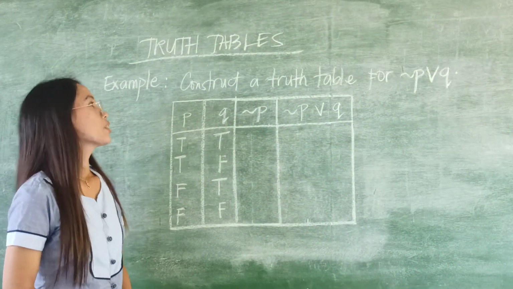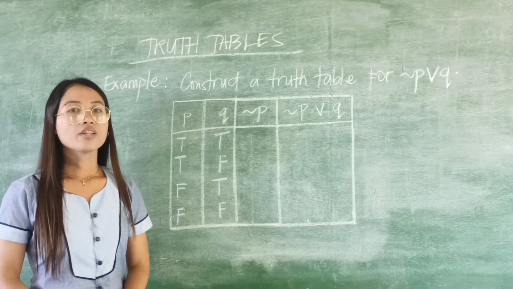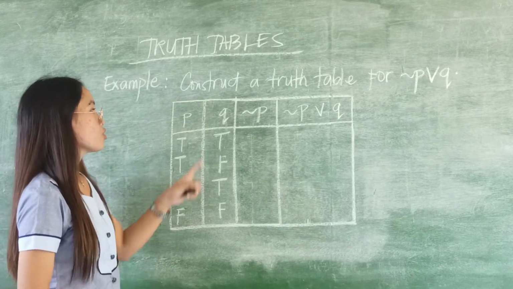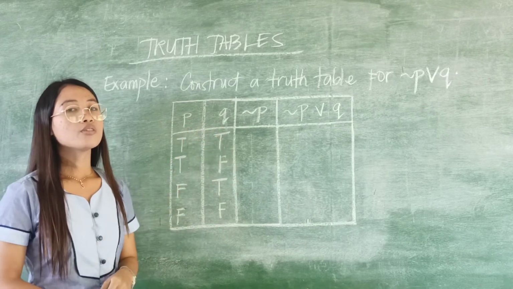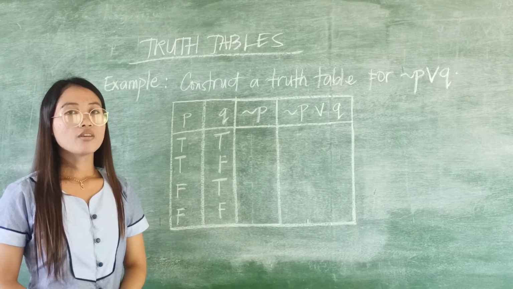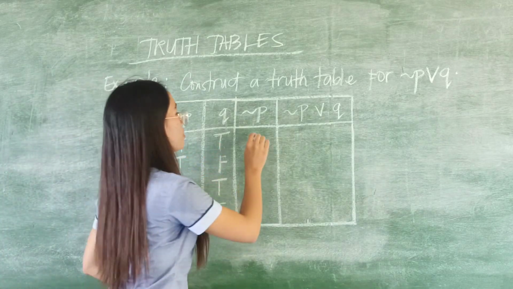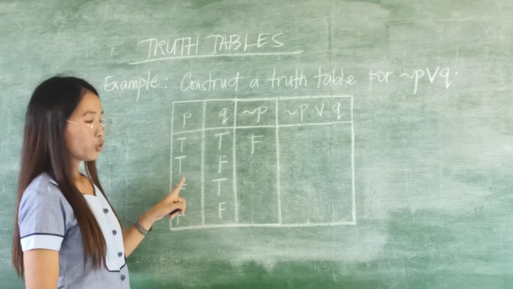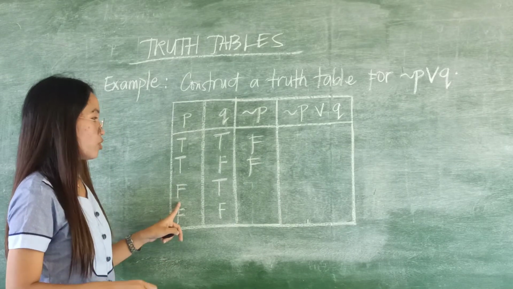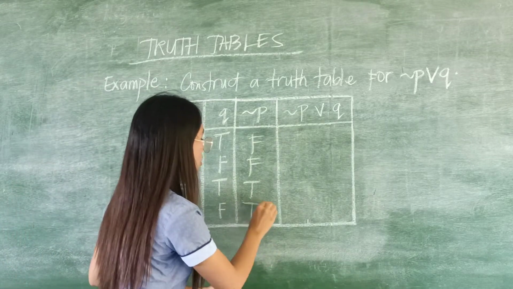Let's have an example. Construct a truth table for negation P or Q. The easiest way to find the value for negation P or Q is to remember the rule. We have two variables, P and Q. The first thing to do is to find the value for negation P. Negation means the opposite of a proposition. So if our statement is true, its negation will be false. But if our statement is false, its negation will be true.